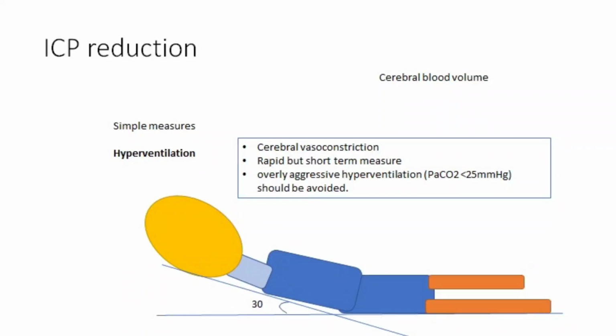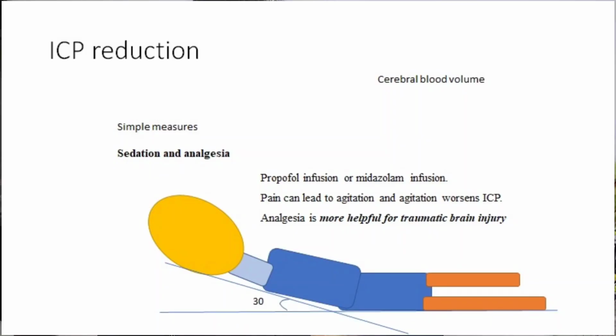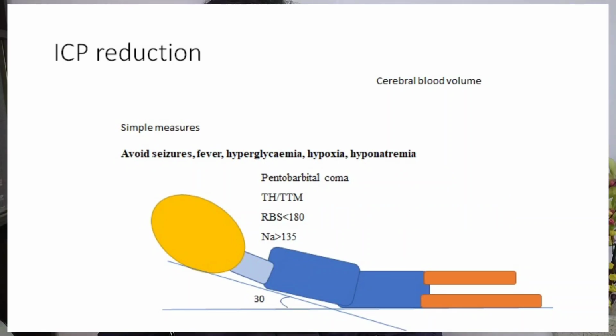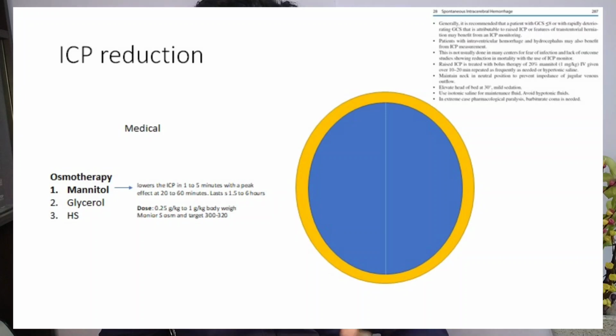Another simple measure is to start the sedation and analgesia to decrease the cerebral metabolism. Avoid the seizure, avoid fever, hyperglycemia, hypoxia, hyponatremia. It is very useful because they can prevent a secondary brain damage. Medical therapy using the osmotic control, otherwise known as osmotherapy, is very important.